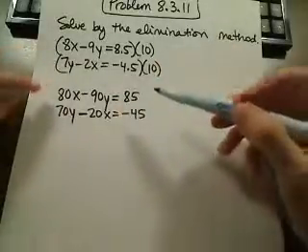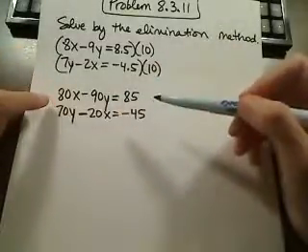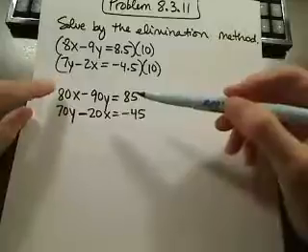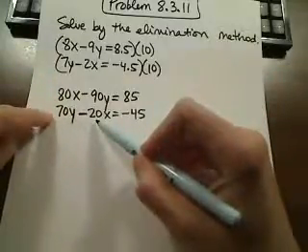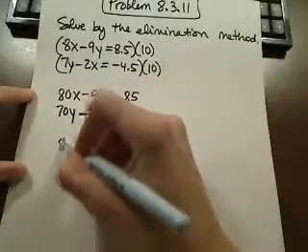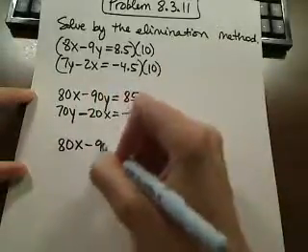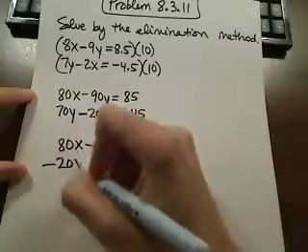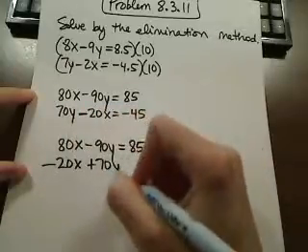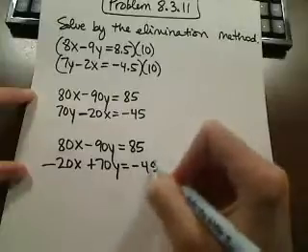Okay, the other thing that needs to happen when we're doing an elimination problem is our variables need to be lined up. So we need to rewrite this second one so that our x variable is first. And that is so that we can see what we're working with. So we've got negative 20x plus 70y equal to negative 45.